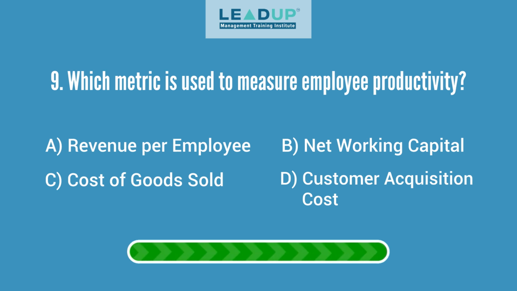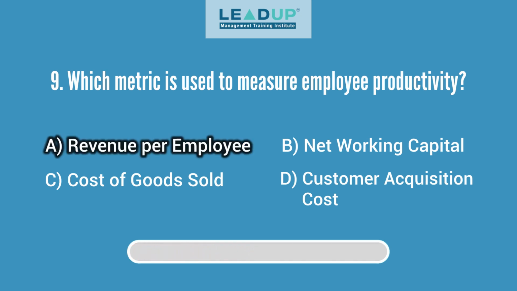Question 9. Which metric is used to measure employee productivity? A. Revenue per employee, B. Net working capital, C. Cost of goods sold, and D. Customer acquisition cost. The answer is revenue per employee.